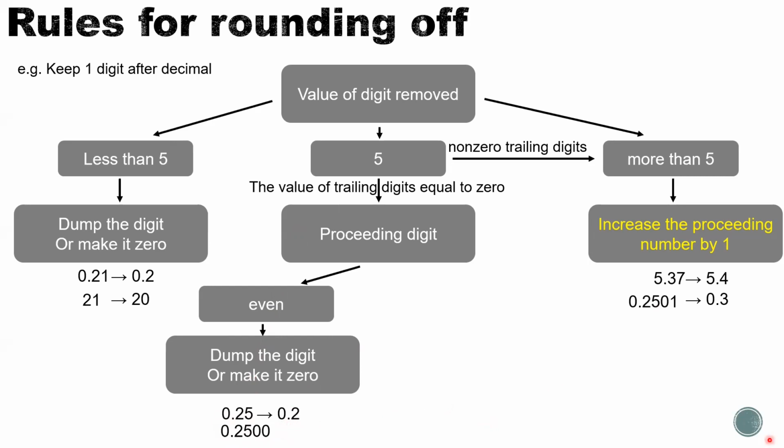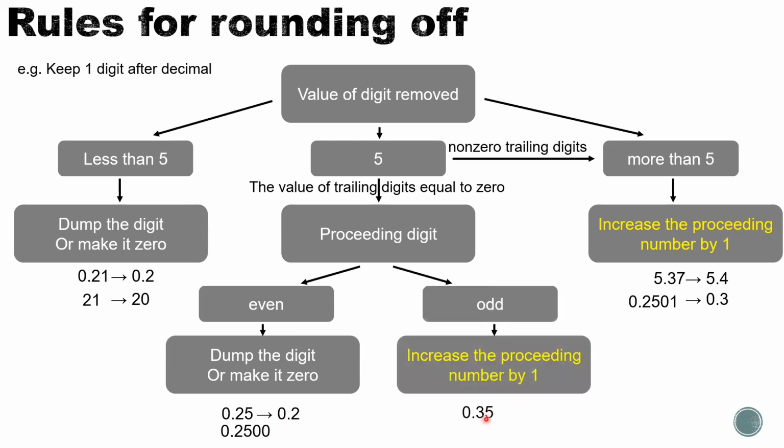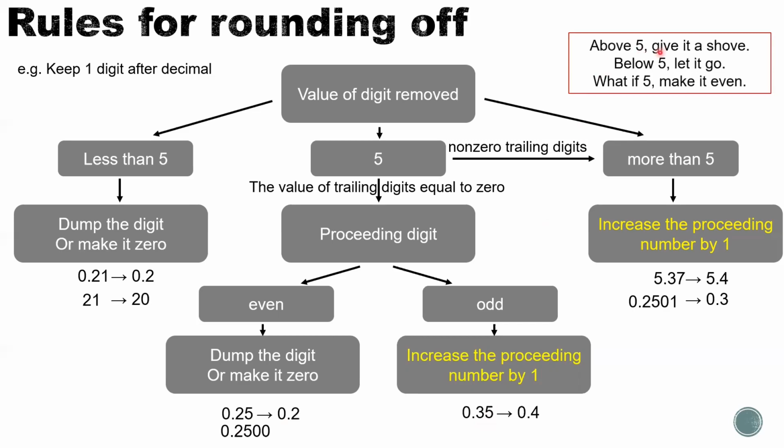If we have a number and the value of digits removed is 5, and we look at the preceding digit, the value is an odd number, then we need to increase the preceding number by 1. So in this case, 0.35, we round it off to 0.4. There is a rhyme that helps you to remember all the rules. Above 5, give it a shove. Below 5, let it go. What if 5, make it even? And above 5 includes when the value of digits removed is 5 with non-zero trailing digits.